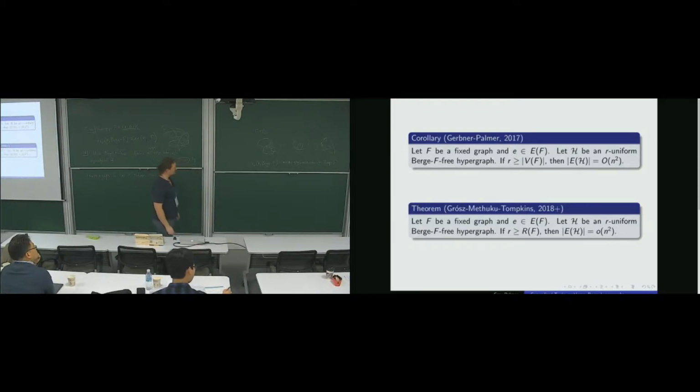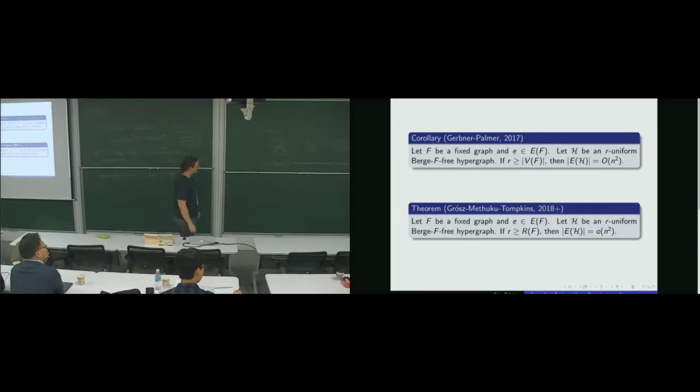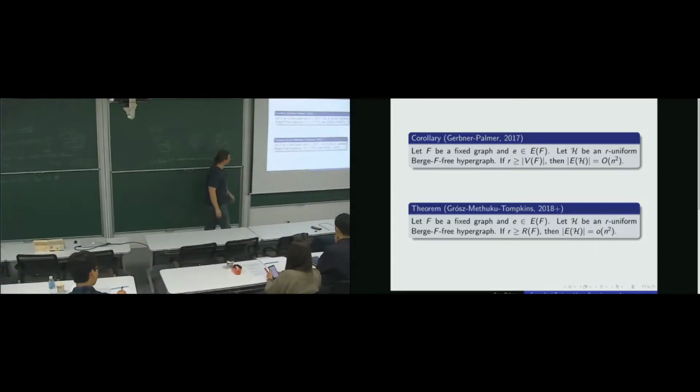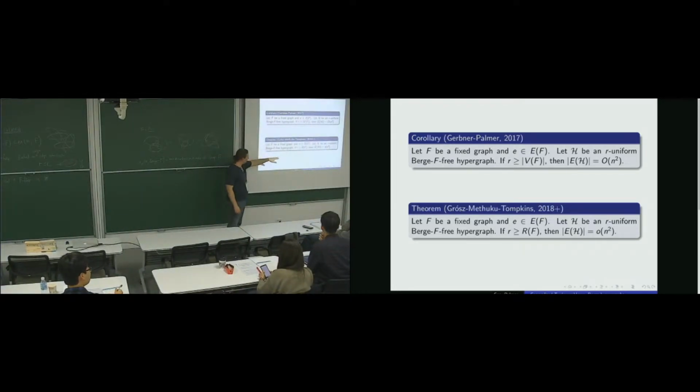So this result here by Gross, Matuku, and Tompkins says something really cool here. Look at the differences between these two statements here. So f is still just a fixed graph. Oh, yeah, there's a typo here. That e as an edge of e of f is redundant. That's not used in the statement of these. So you can just cross this bit out. That doesn't come into the way that I've stated here.